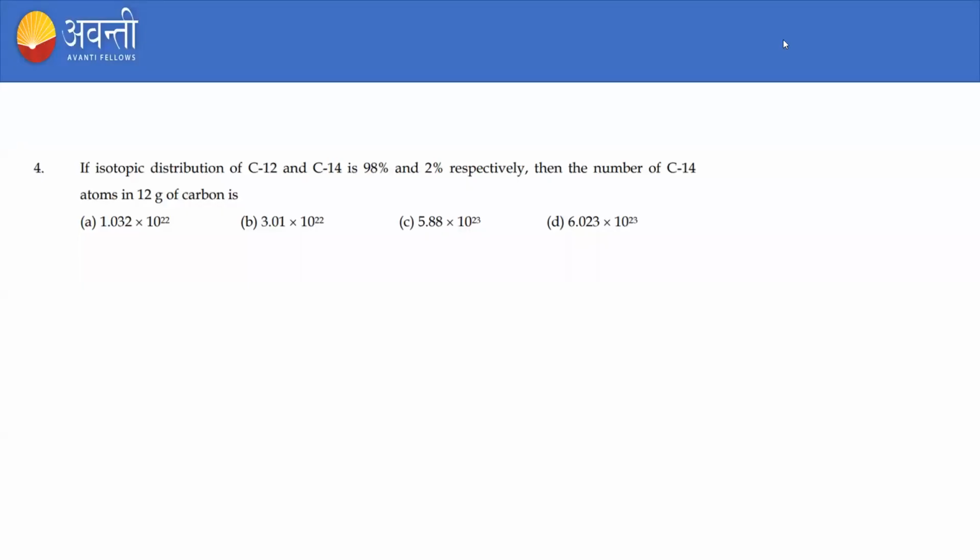So, if the isotope distribution of C12 and C14 is 98% and 2% respectively, then find the number of C14 atoms in 12 gram of carbon. So, you have to calculate this. So, this question is also from the isotope topic. So, let's find the solution for this. So, we know that 1 mole of carbon, that is 1 mole of carbon.